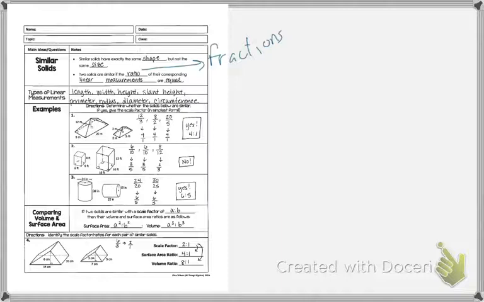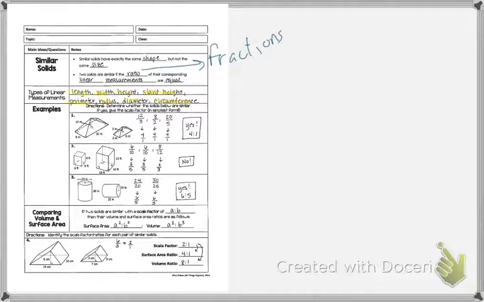So what's going to happen with these similar solids, these are going to be 3D figures, and you're going to be getting linear measurements. Okay, so what are linear measurements? If you look at your notes, it can be length, width, height, slant height, the perimeter, the radius, the diameter, or the circumference. Any of those are linear measurements.